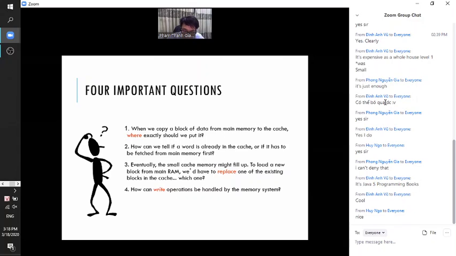And next is how we can handle write operations. Write and read operations are handled by the memory system to increase the performance and to solve the mismatch between the cache value and the memory value. Okay, that's the fourth question. So the four questions: how we match addresses from the main memory to cache memory, how we know it exists or not, how we replace, and the last question, how we handle the write.